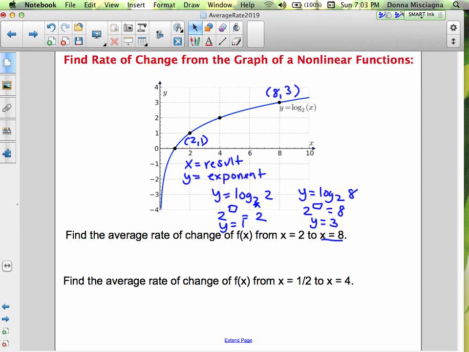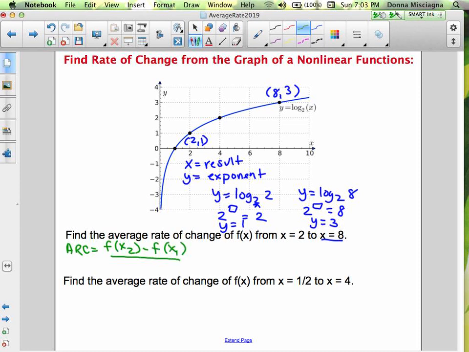All right, so now let's find the first one, average rate of change from 2 to 8. So average rate of change is the difference in the value of the function over the difference in the x values. So that's going to be 3 minus 1 over 8 minus 2. 3 minus 1 would be 2, 8 minus 2 would be 6, so that's 1/3.